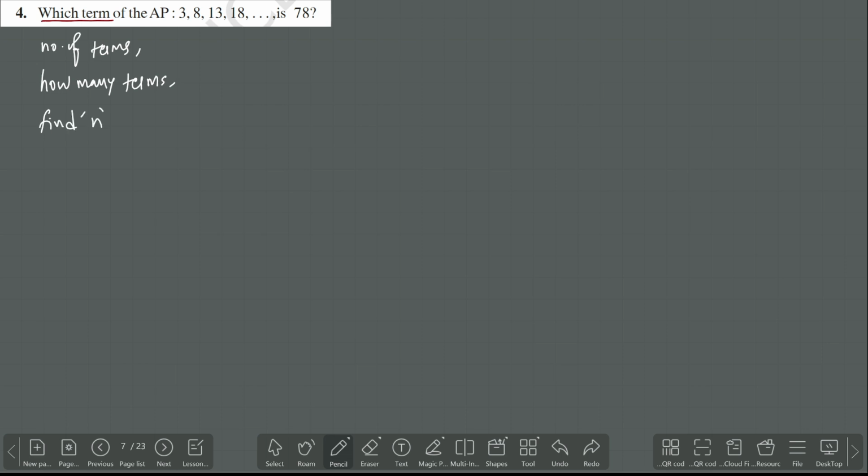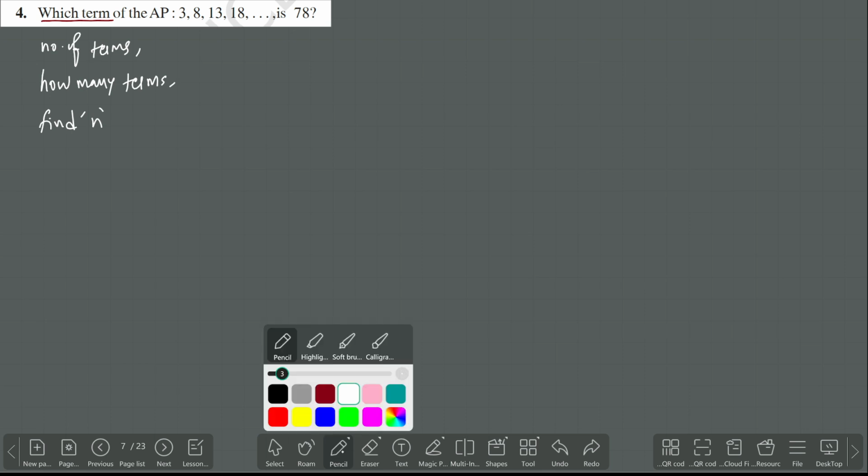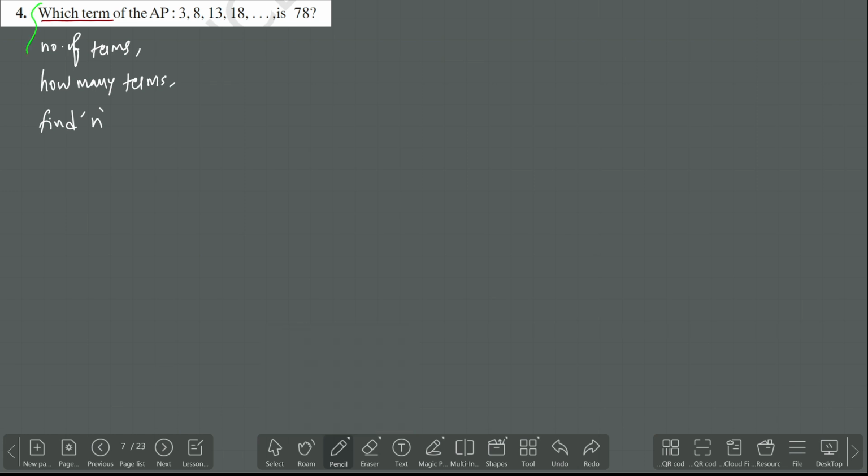In four manners they will ask: which term, number of terms, how many terms, find n. Whatever the word is that comes, we have to use an formula. But we have to find n. Listen carefully, so you should be careful with this. If any of these four words are given, we have to use an formula.